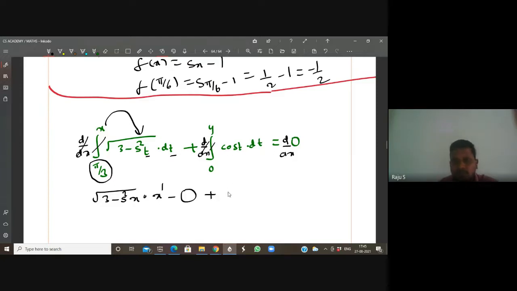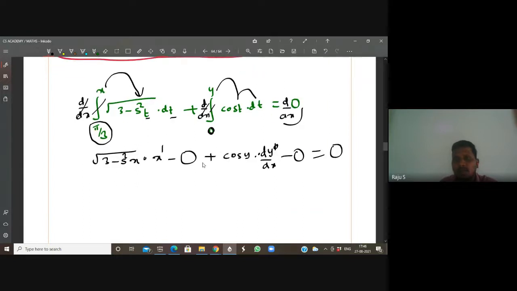Next, here, cos y, the upper limit. Same, I want to replace the upper limit. Cos y, what is the y dash? Differentiate with respect to x. You may write y dash, in the sense that here we are differentiating with respect to x, so y becomes dy by dx. Then what about the lower limit? 0. Derivative of 0 is 0. That's it. We got the answer directly.